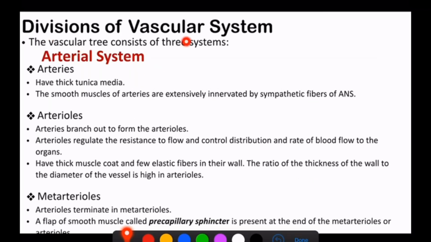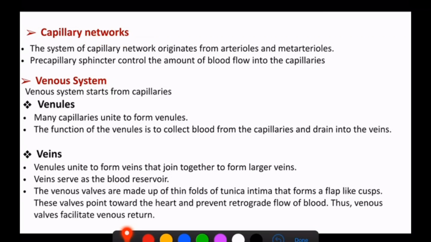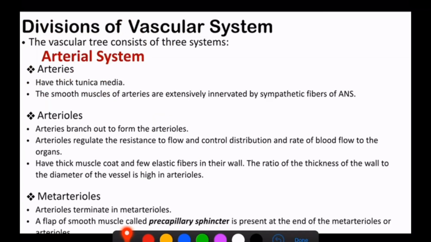Now we have divisions of the vascular system. The vascular tree here consists of three systems: arterial system, capillary networks, and venous system. Now coming to the arterial system, we have arteries, arterioles, and meta-arterioles. Arteries are the biggest among these, and they have a thick tunica media, which is the middle layer of a blood vessel. The smooth muscle of arteries is extensively innervated by sympathetic fibers of the ANS.